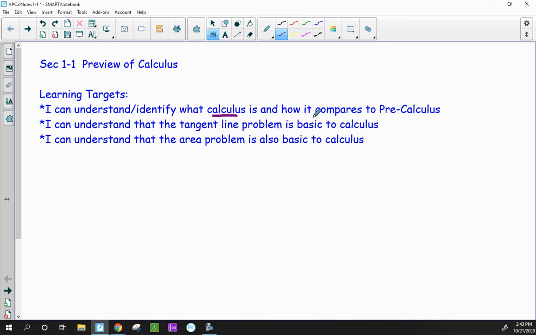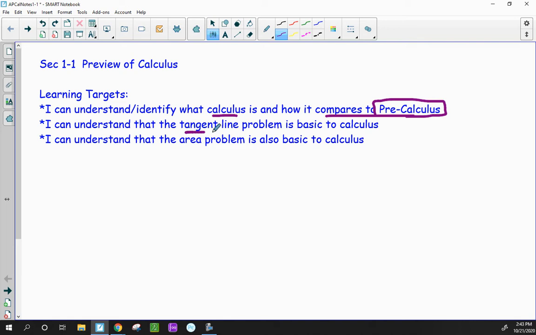So we're going to look at a comparison between calculus and pre-calculus. And a little note on this: when I mention, and the textbook mentions, pre-calculus, that does not refer to the class you took last year. Pre-calculus means any math class you took before calculus. So Algebra 1, Algebra 2, Geometry, and pre-calc.